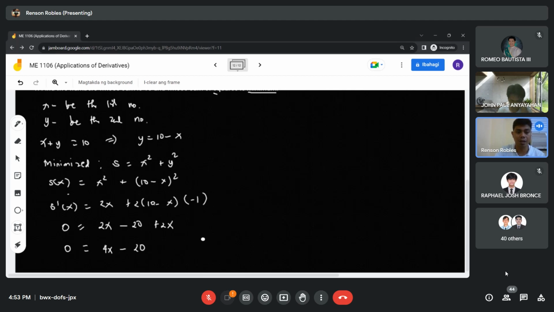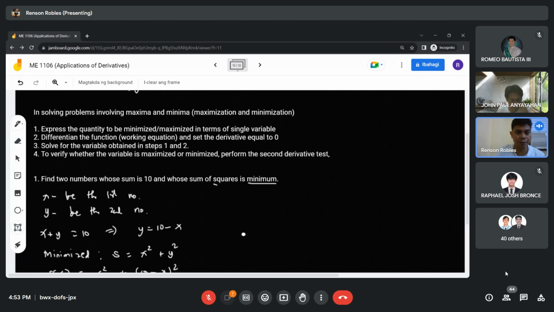Step number 3. So x is equal to 5. If x is 5, then y is 10 minus 5, so y equals 5. Meaning, the numbers that we are looking for are 5 and 5. These numbers' sum is 10, 5 plus 5, and 5 squared plus 5 squared is 50. That is the minimum sum.